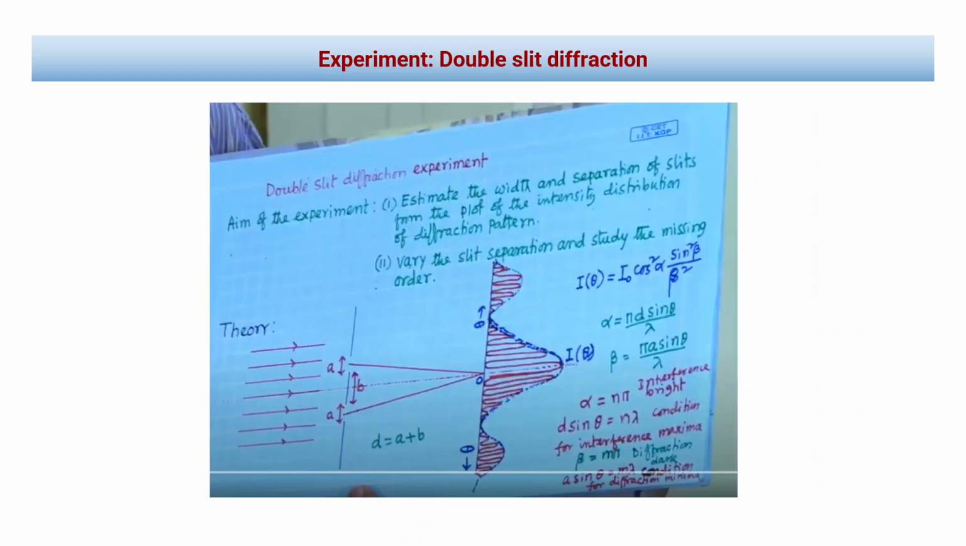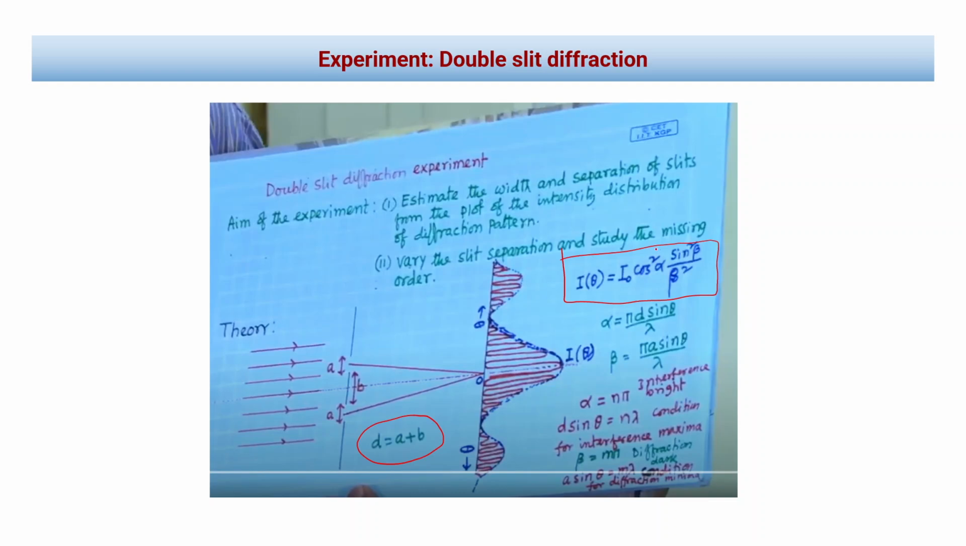The other experiment was the double slit diffraction experiment, where the intensity depends on alpha and beta. Beta depends on a, which is the opening size, and alpha depends on d, where d means a plus b, the separation between the two slits. So the intensity will be an overlap of interference fringes as well as diffraction fringes.